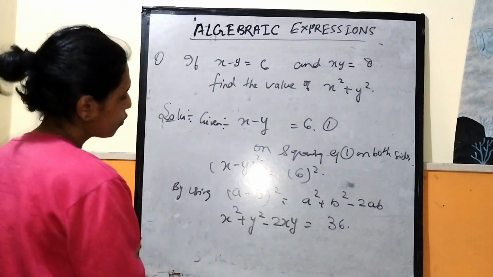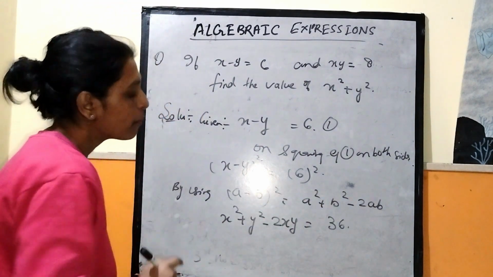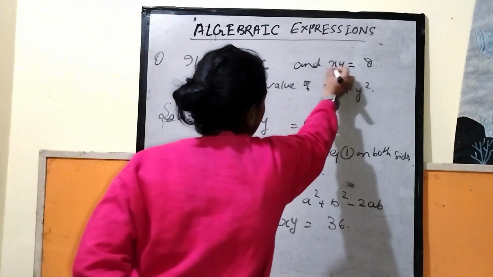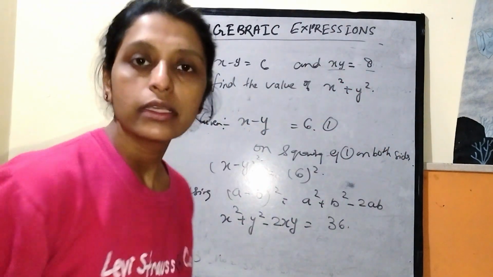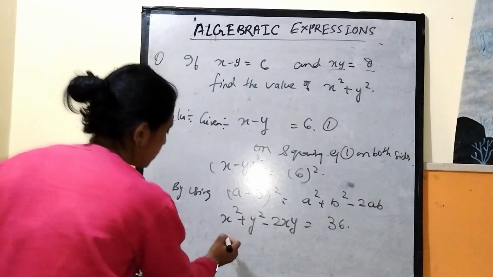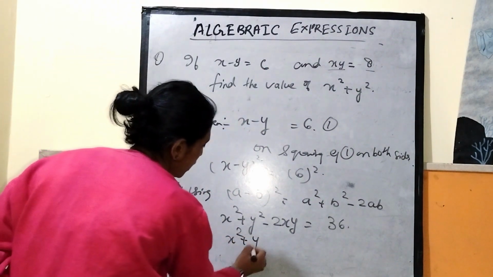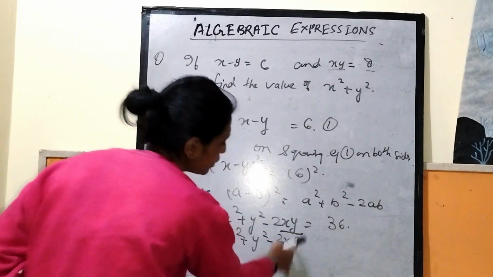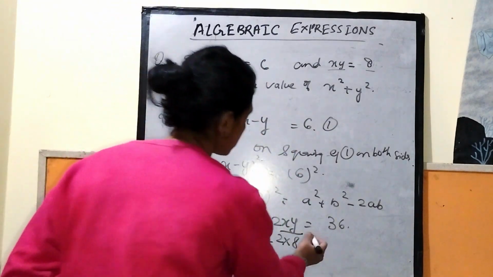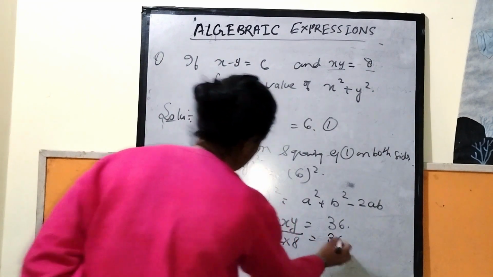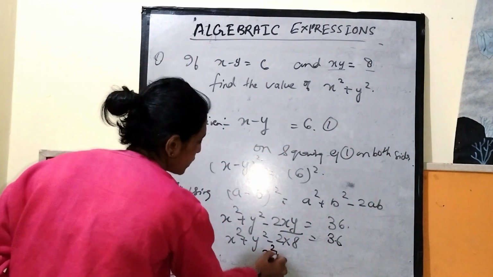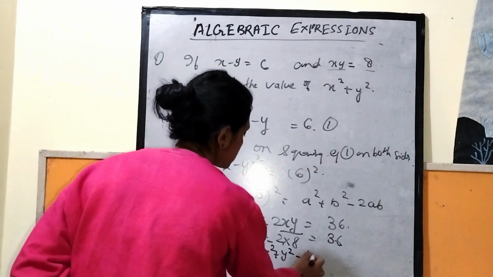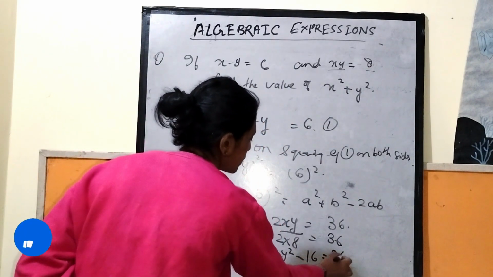Now what we are going to do is put in the given values. Here we have xy equals 8, so in place of xy we are going to put 8. In this place we are going to put 8. So it's 36. Now x square plus y square minus 2 times 8, that is minus 16, equals 36.